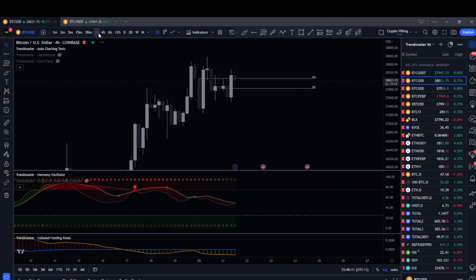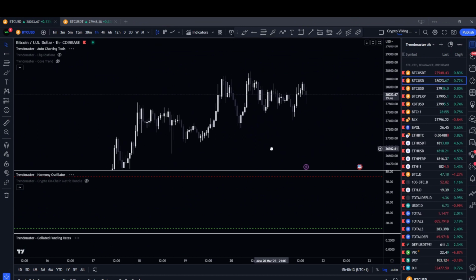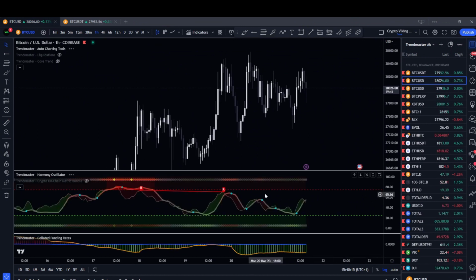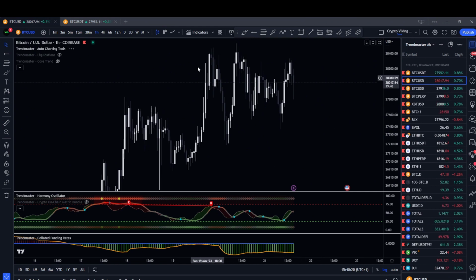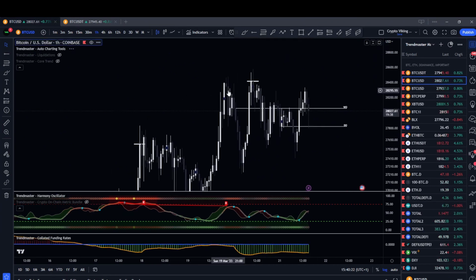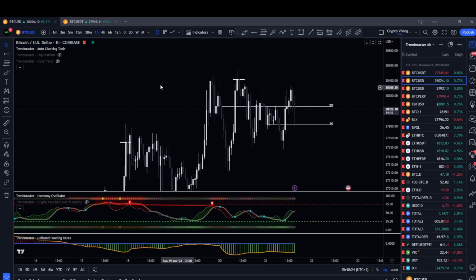So I'll go ahead and kick it off a little bit in the lower time frame, like the 1 hour, and just look at it from this perspective. As an example, we had a really nice one on Sunday. I didn't get a chance to talk about it, but it was a really nice failure.